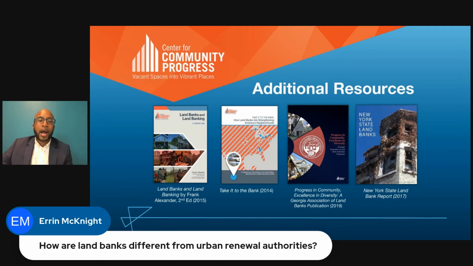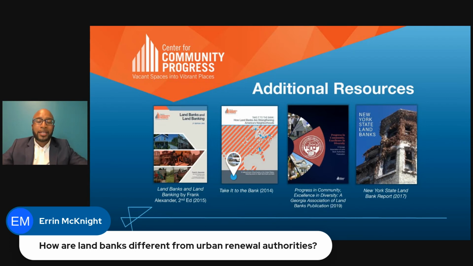So the next one: how are land banks different from urban renewal authorities? So the historic urban renewal perspective, I think when you mention urban renewal, and I myself am an urban planner by trade, it sends a lot of thoughts and ideas to individuals. I think we've seen a lot of challenging things occur as a result of urban renewal. We saw a lot of displacement and other pieces.